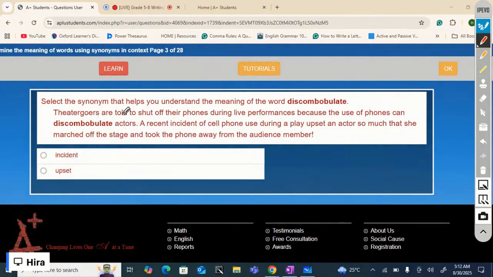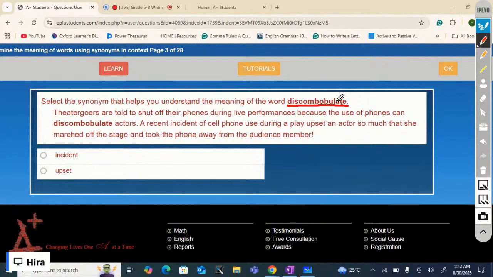Theater goers are told to shut off their phones during live performances because the use of phones can discombobulate actors. A recent incident of cell phone use during a play upset an actress so much that she marched off the stage and took the phone away from the audience member. Now select the synonym that helps you understand the meaning of the word discombobulate.